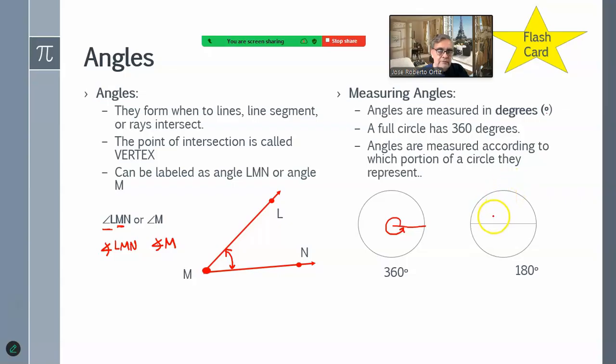So if the full circle is 360, half of the circle would be 180, okay? And a quarter of the circle would be half of 180, which is 90 degrees. This is 90 degrees. Make sense?